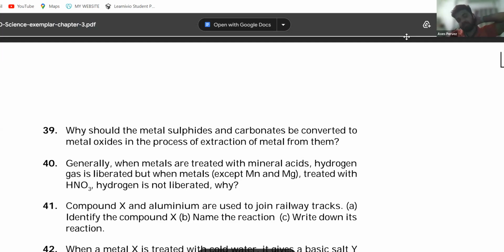Question number 39. Why should metal sulfides and carbonates be converted into metal oxide in the process of extraction of metal from them? Tell me. Because it is easier to extract the metal from its oxide than from the sulfide and carbonate forms. Okay, very good.